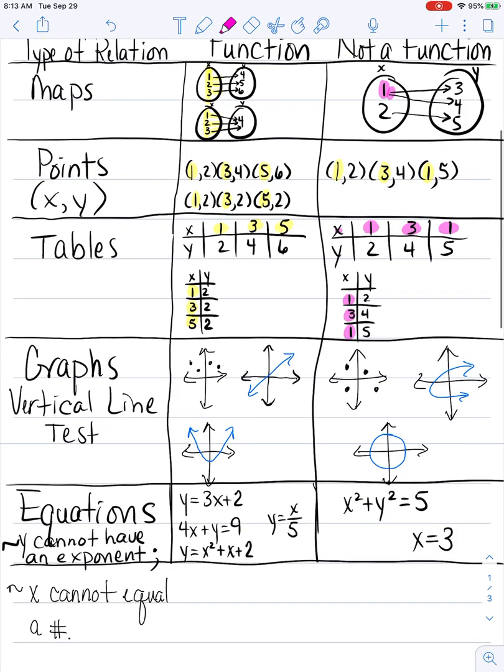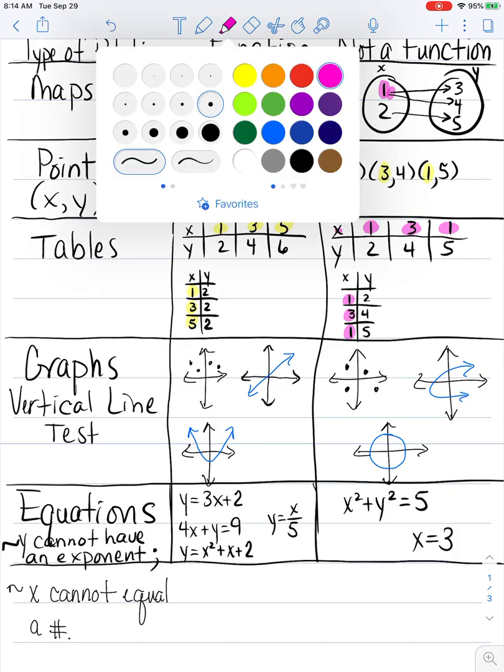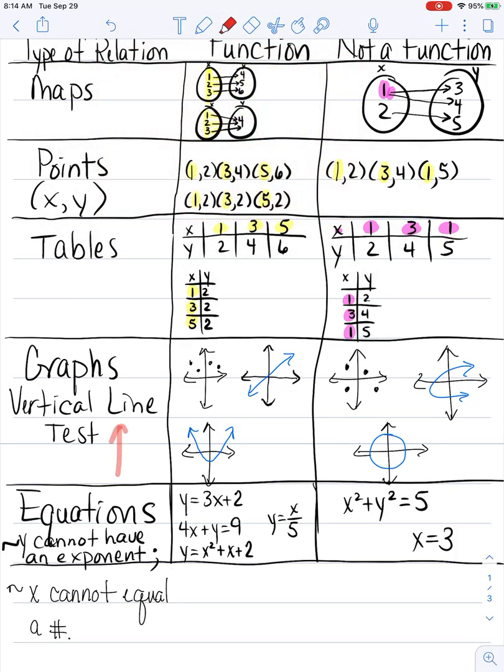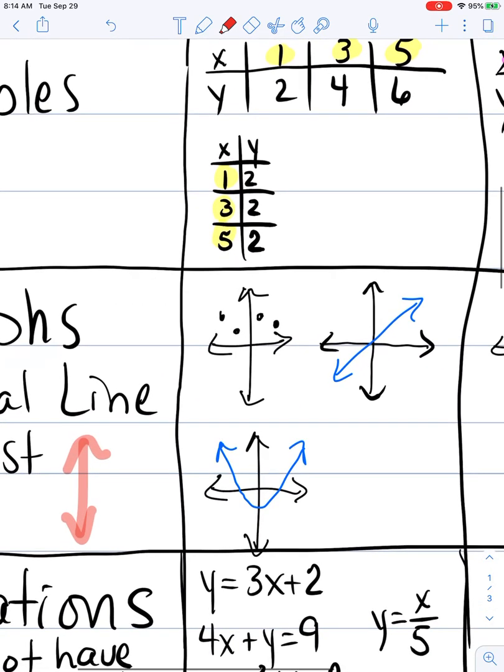Let's take a look at our graphs. So when we talk about graphs, we want to use what's called the vertical line test. And just to remind you, a vertical line, of course, looks like this, straight up and down. So here's the deal. We said x cannot repeat. Well, if I can put a vertical line on a graph and that graph only touches that vertical line at one place, that means the x doesn't repeat. So let me show you what I mean.